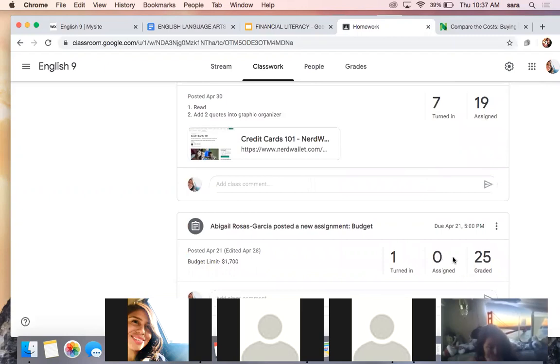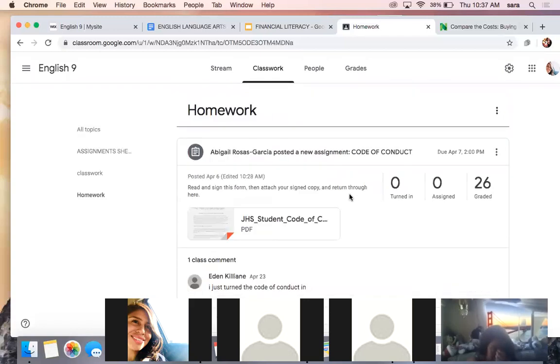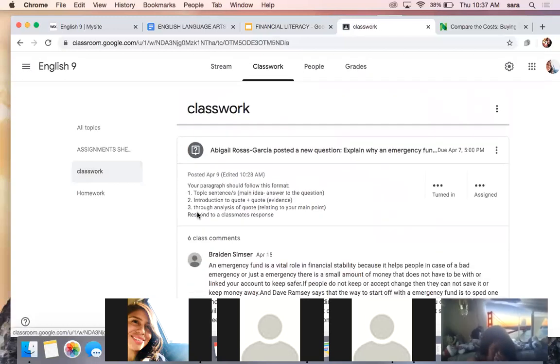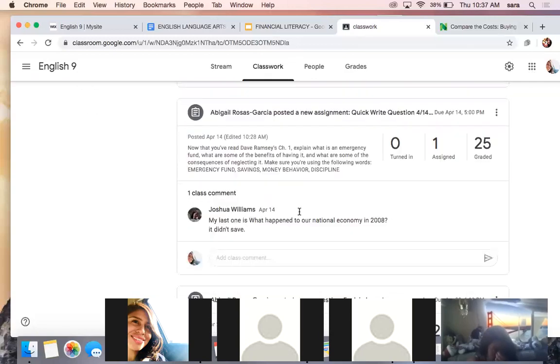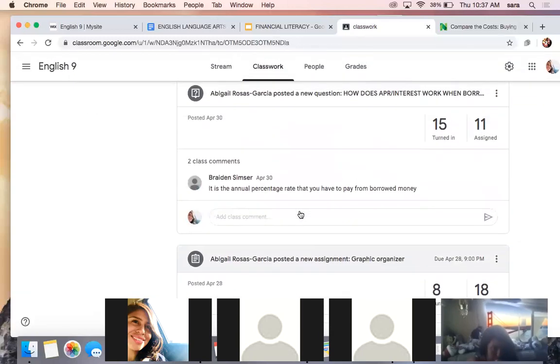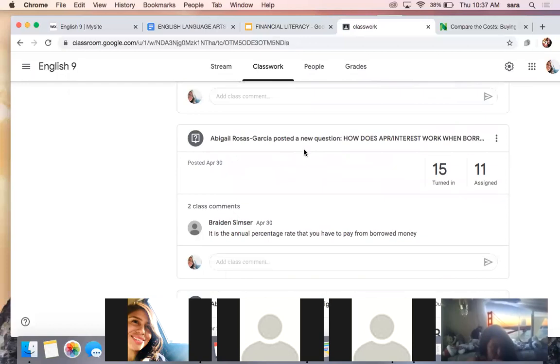And then we had this budget assignment that I think Josh turned in. And this is good, as you can see, it shows me who just turned it in. That way I can go back and fix your zero. So remember when we did the budget, a lot of you took pictures, which was pretty cool. So that has been our homeworks. And then when you go to classwork, you can also find a lot of them are quick writes and whatnot. So you can find them in there.